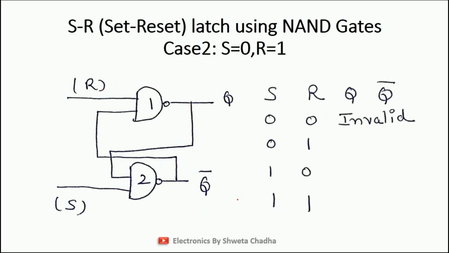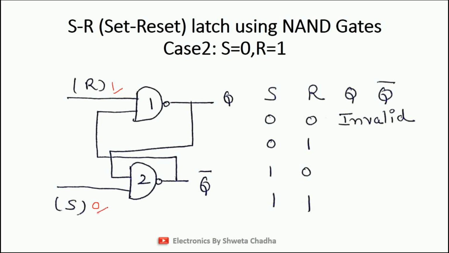Next case, case number 2. Now case number 2 says when S is equal to 0 and R is equal to 1. So now this is our case when S is equal to 0 and R is equal to 1. Now let us again try to simplify this case number 2 on SR latch using NAND gate. So in gate number 1, R is equal to 1. So we are unable to satisfy the conclusion from the NAND gate truth table, where I have discussed minimum one input is equal to 0, output is 1. So we are unable to simplify gate number 1.